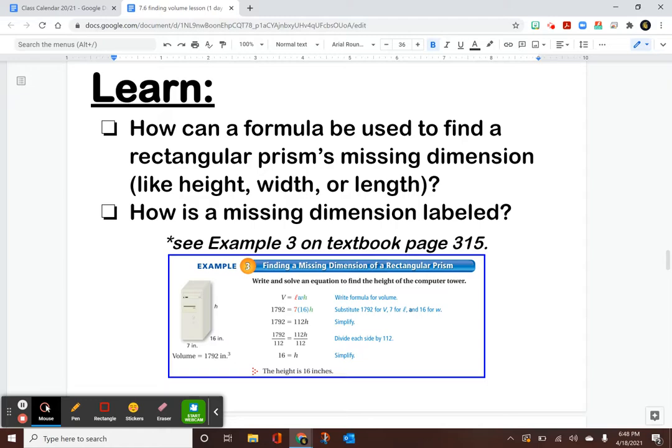But how can we use a formula like that when somebody doesn't tell us one of the dimensions? And so we know the total answer, but we don't know a height or a width or a length. Take a peek at example 3 on textbook page 315. We'll pause the video while you look to learn.